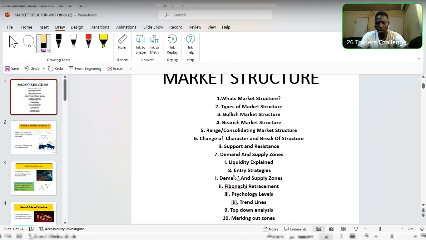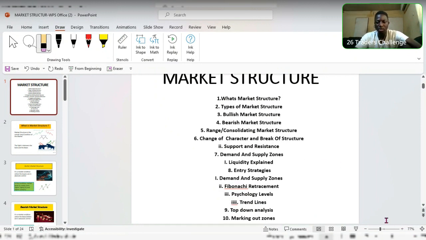So, entry strategies. I want you guys to just write it down. Number one, write demand and supply zones, because we want to follow that order to talk about it. We have demand and supply zones. Fibonacci retracement. Write it down, and I will be asking once I go to the market charts. I don't want to come back here. So I'll be asking us.